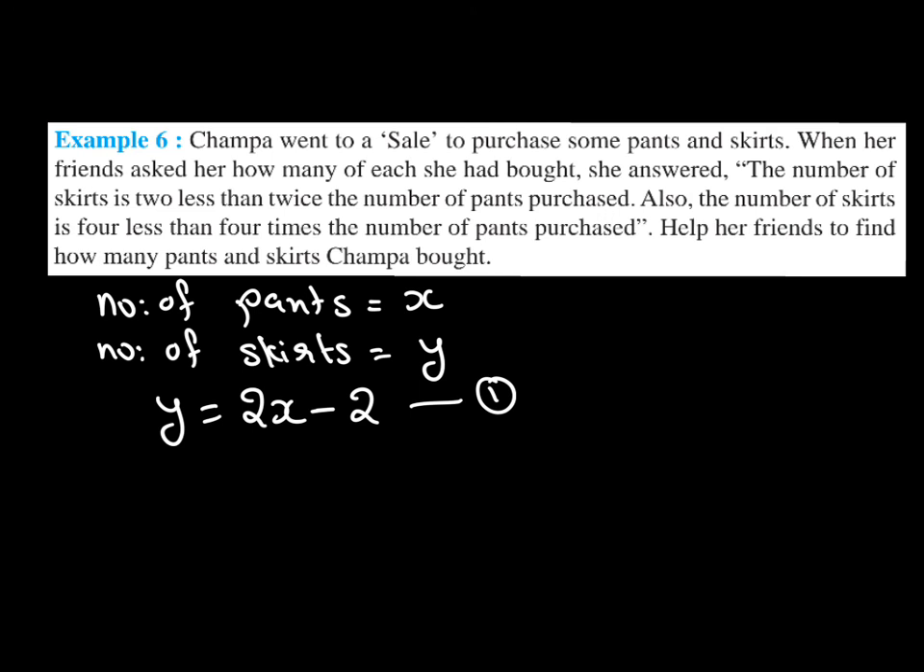In the second part, she says the number of skirts is 4 less than 4 times the number of pants purchased. So the skirts in the second case is 4 less than 4 times the number of pants. So y = 4x - 4. This is going to be the second linear equation, and we can graph these two equations.